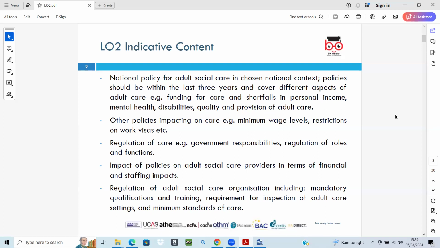And then inspection as well: regular inspection of adult care settings by bodies like the Care Quality Commission to maintain their standards is important. And these are the important bits for that. If we understand the interplay between policy, regulation, and the practical aspects of adult social care, it is crucial for ensuring the well-being of vulnerable adults. And this is it.